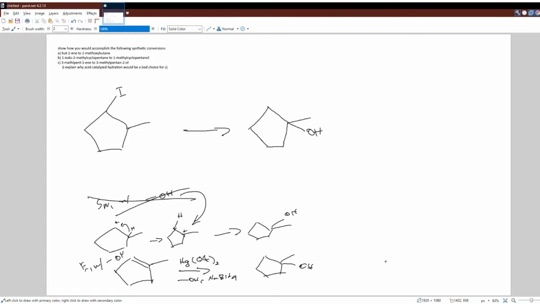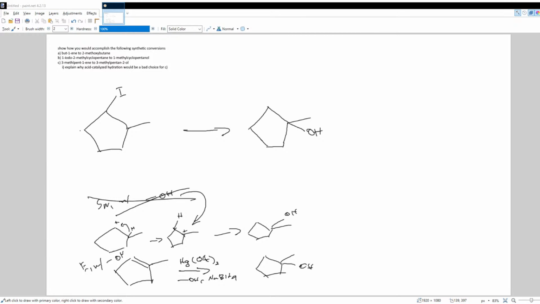Why am I doing this? Wait a second. I know why. Okay. Oh wait, no. Do I know why? Oh God. Oh God. What am I doing? Where's dehydrohalogenation again?